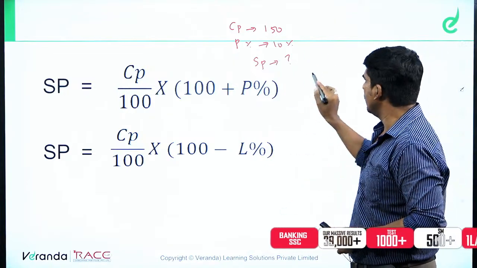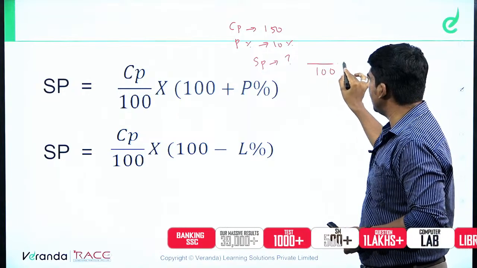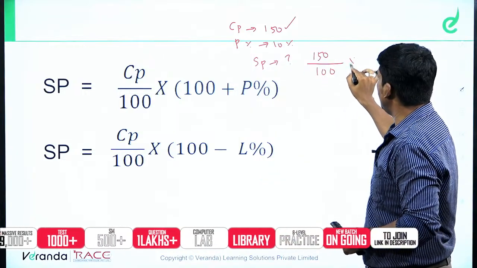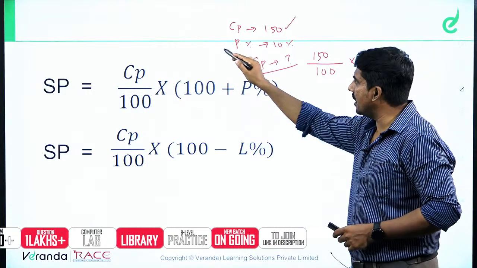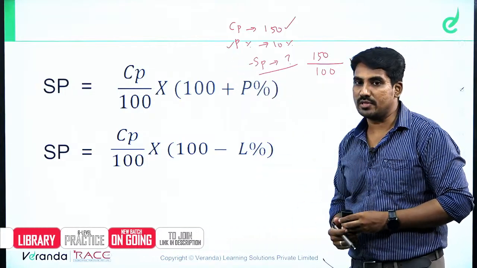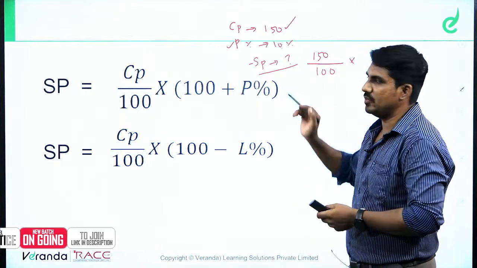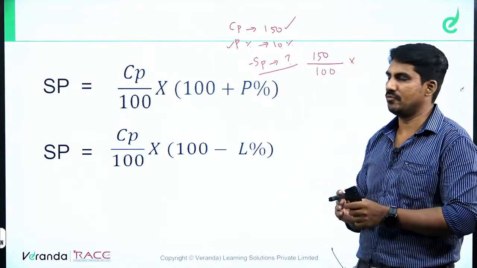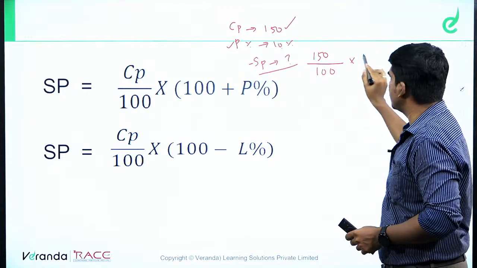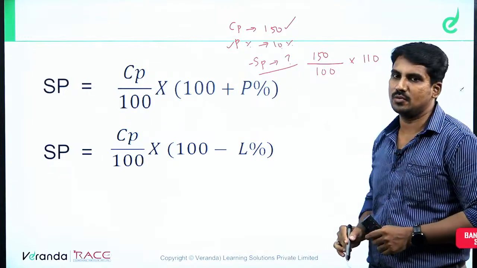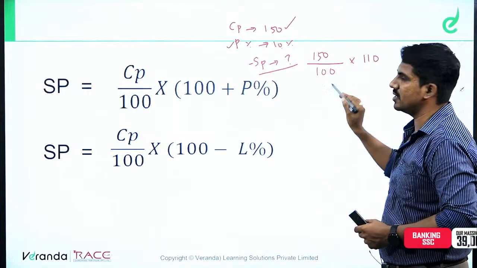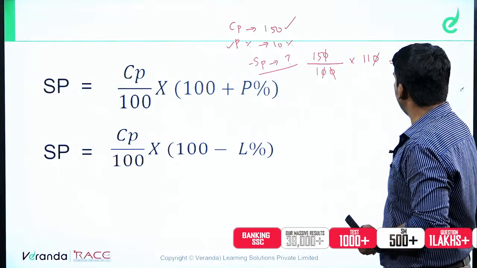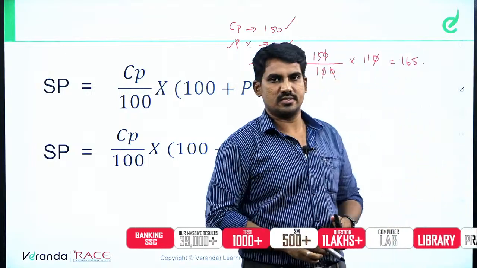How can we calculate? Now listen, always 100% is cost price. Cost price, what is the value? 150, right? Now we want to find out the selling price. In the question they have given profit. Therefore, what to do? Profit 10% means 100 is already CP. For that 100 we are adding 10% profit. Therefore, we can say 100 plus 10 is what? 110. 110% is what? Selling price. Now, this 0 we can cancel. 15 into 11 is what? 165. This is the selling price, right?